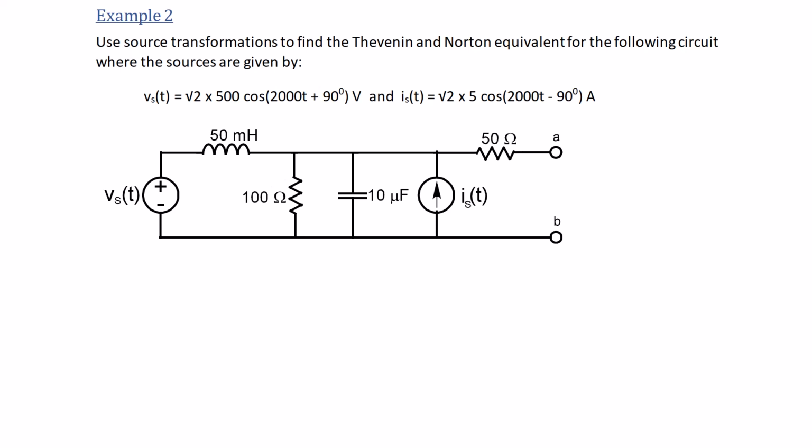This circuit is given to us in the time domain, so we need to convert it to a circuit in the frequency domain using omega equals 2000 radians per second.